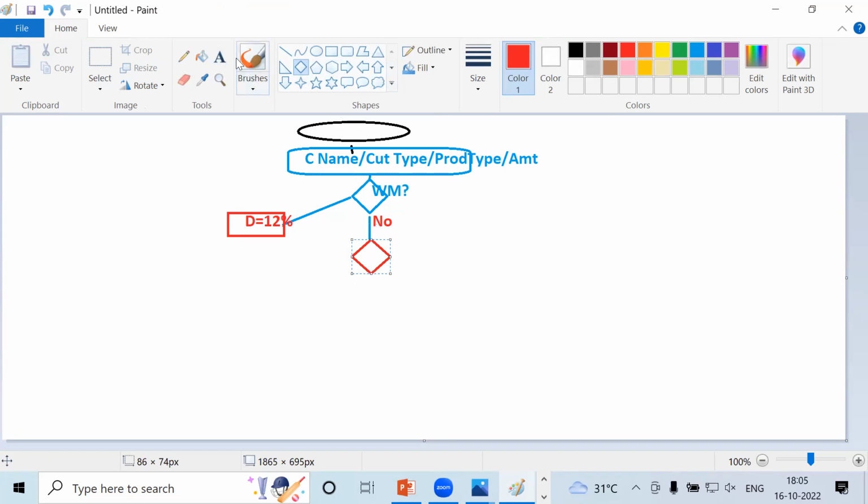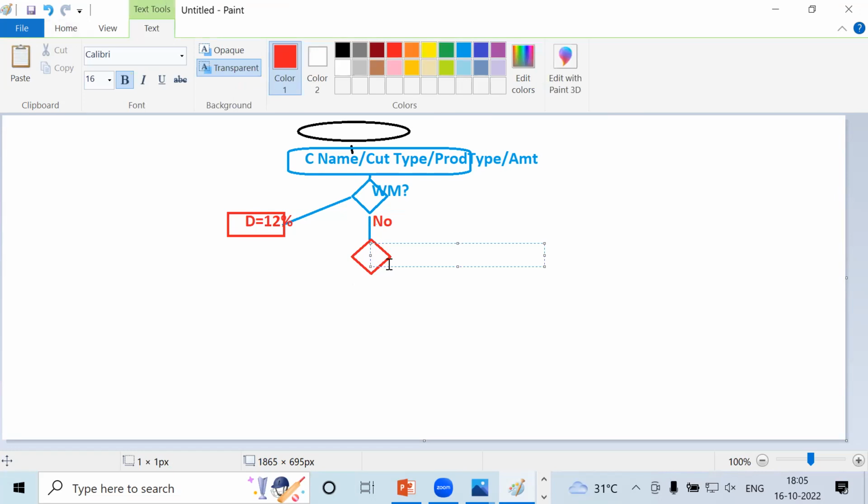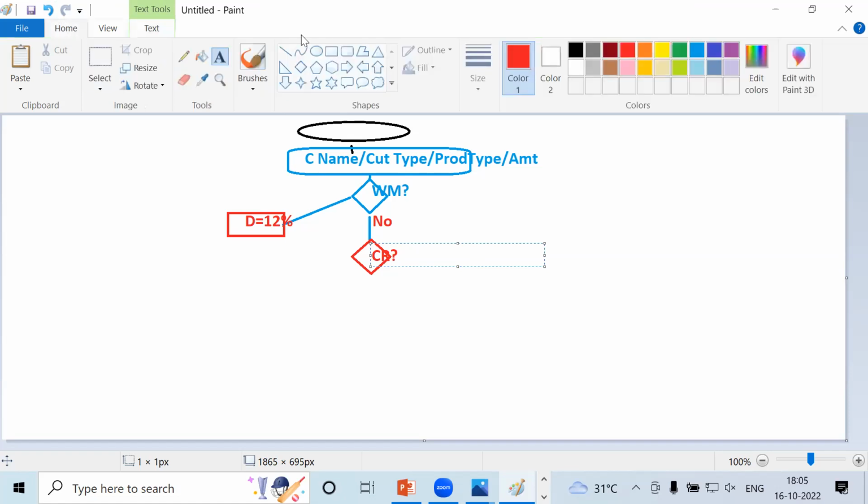The next check is whether the product is a cooking range. You have two answers, namely yes and no. So I bring this as yes, and this as no. Actually, I should not take this, I have to take this here, but since the space is not available.